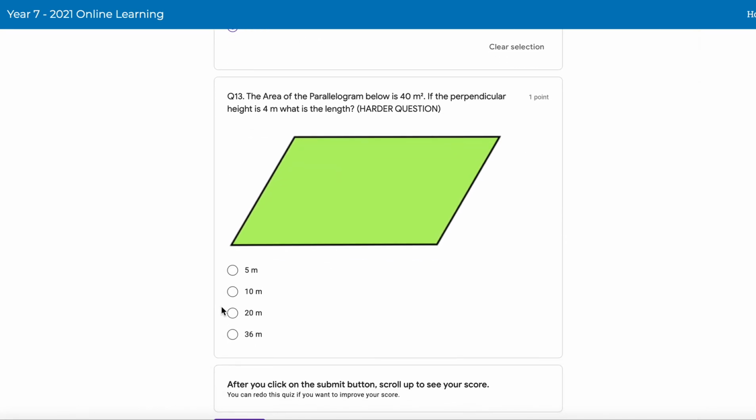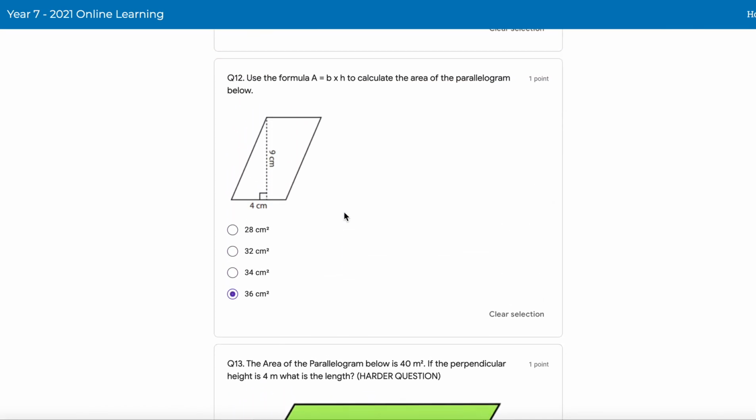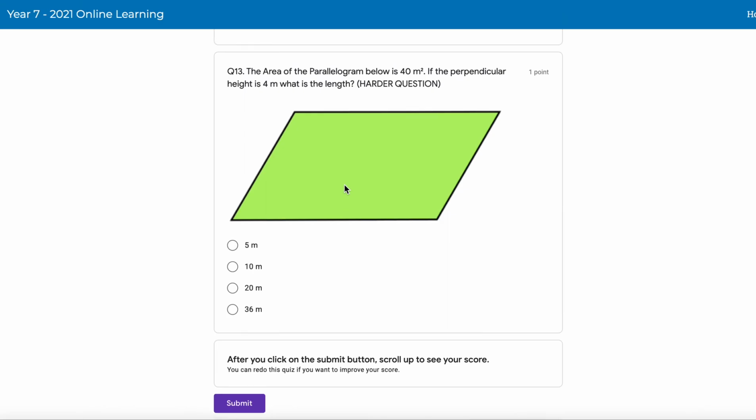Okay, now this question is a little bit different. It's asking us what the length is, okay? So it's saying the area of the parallelogram is 40 meters square. So we've already been told the area. In the previous questions, we were trying to find the area. It says calculate the area. But this time they're telling us the area already. And they're saying if the perpendicular height is 4 meters, okay, so they're giving us the perpendicular height, they're giving us the area, but what they haven't given us is the length. Okay, so they haven't given us this length here.